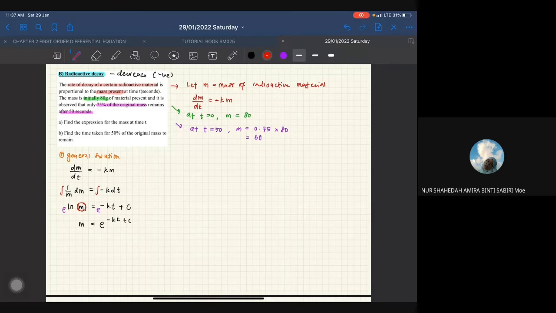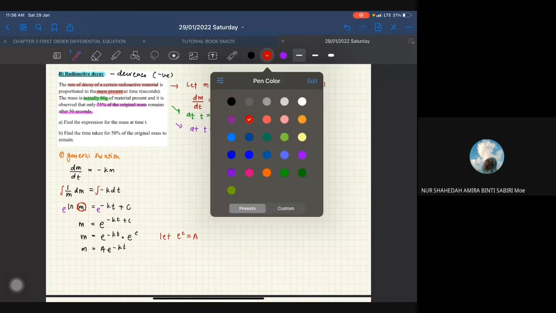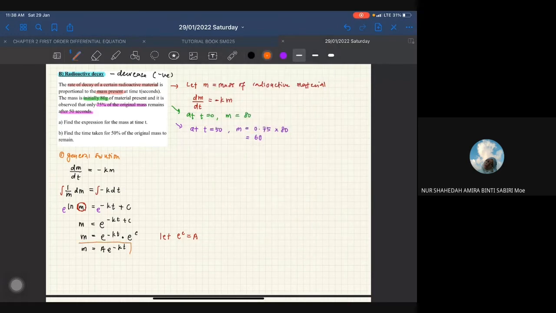Okay, so kita gunakan rules of indices dulu. So e power of negative kt times with e power of c equals to m. Okay, so sekarang baru kita let. So we let e power of c equal to A. Okay, so you will get m equal to A e negative kt. Settle. So this is your general solution. So apa-apa lepas ni kita akan refer to this one.